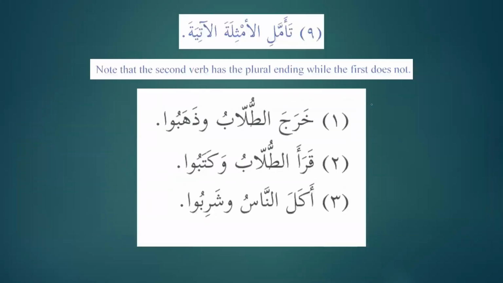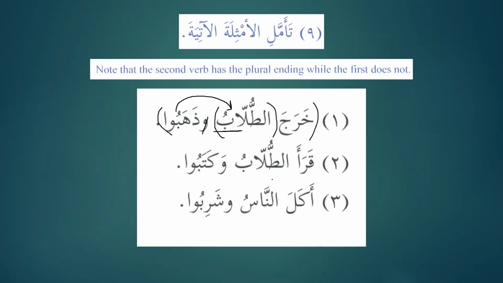تأمل الأمثلة الآتية. You have to reflect on the following examples. خرج الطلاب وذهبوا. Now, the first part of the sentence is a verbal sentence. خرج الطلاب, the students went out. However, as I explained, when we have a noun first, then the verb has to follow the noun. So we will say خرج الطلاب وذهبوا, and they went. And you can also say الطلاب ذهبوا, so it becomes another sentence. So خرج الطلاب is a verbal sentence, and الطلاب ذهبوا is a nominal sentence.